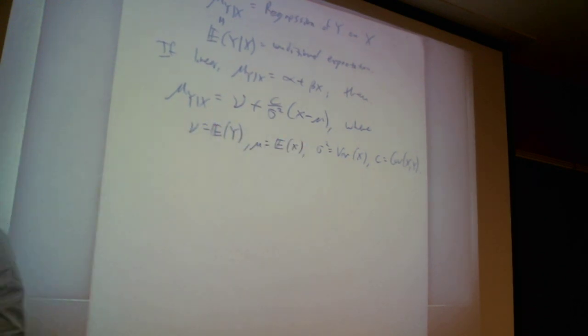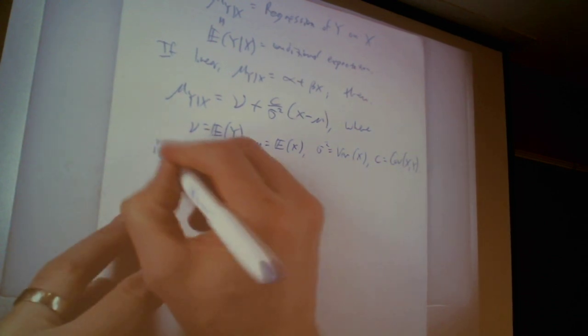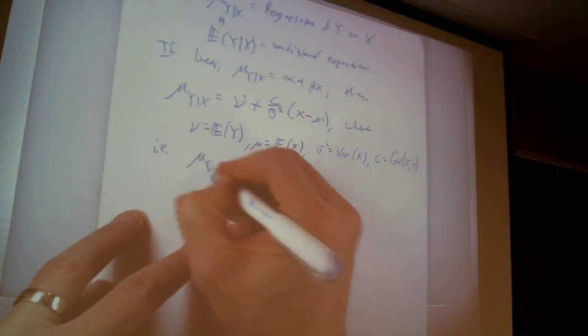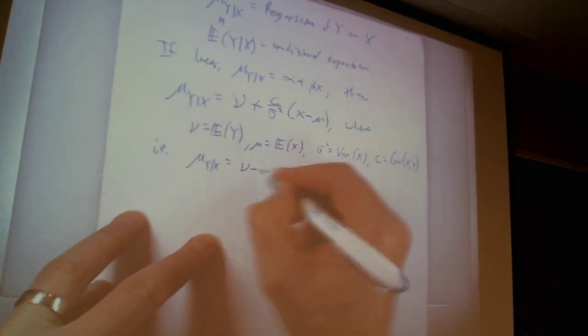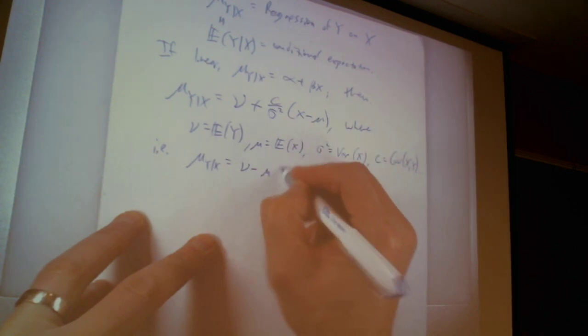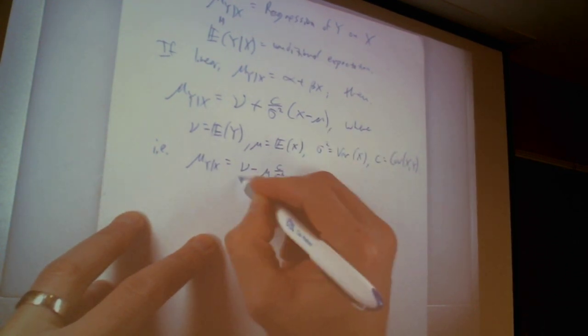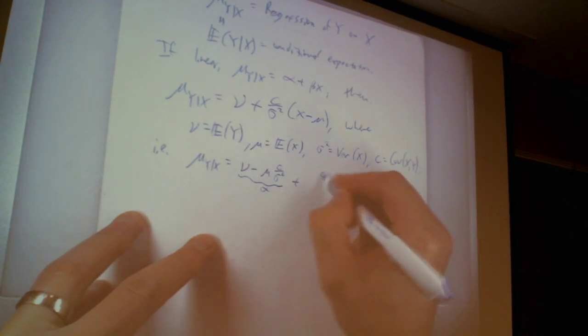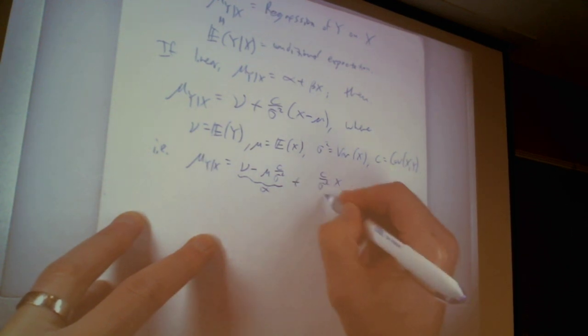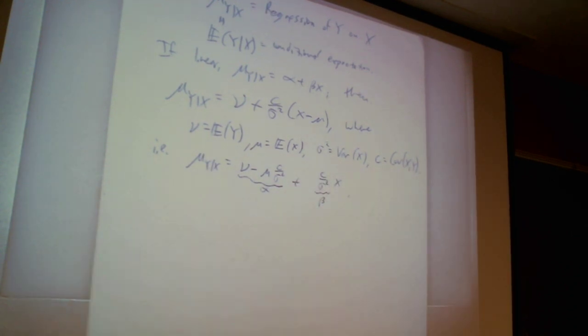Or another way of writing the same thing, i.e. the expectation of y given x is mu c over sigma squared. That's alpha. This was alpha. Plus c over sigma squared x, where this is beta. Just reminding you what we did last time. All right.